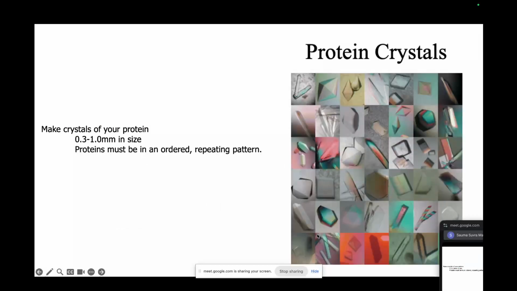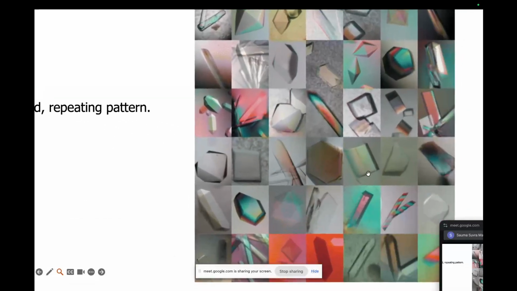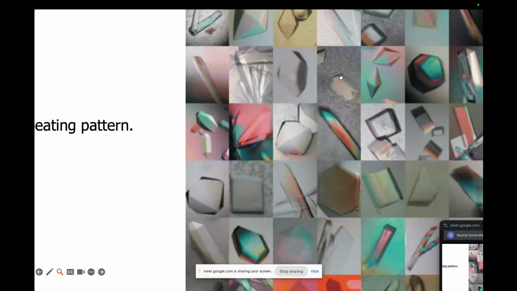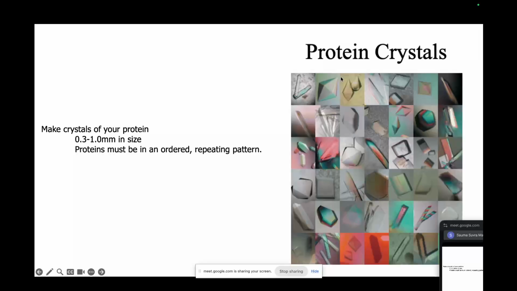So this is how protein crystals look. I know there are various types of these. So again, these look very big, but it is on the range of 1 millimeter and less.